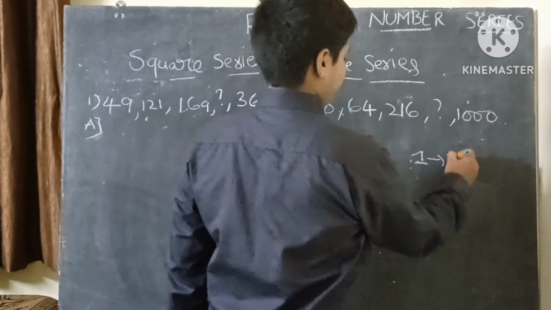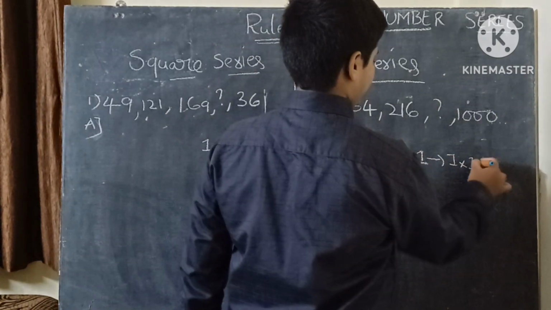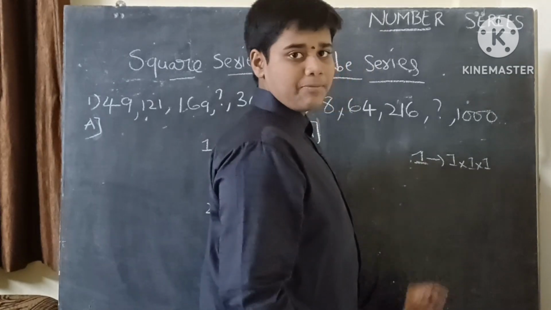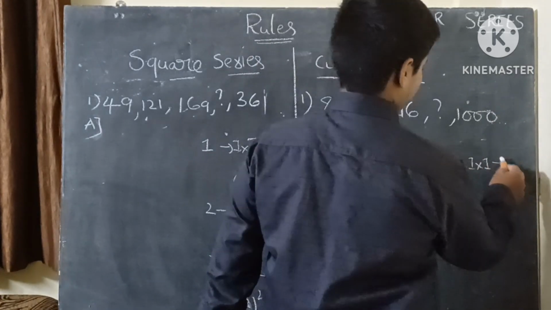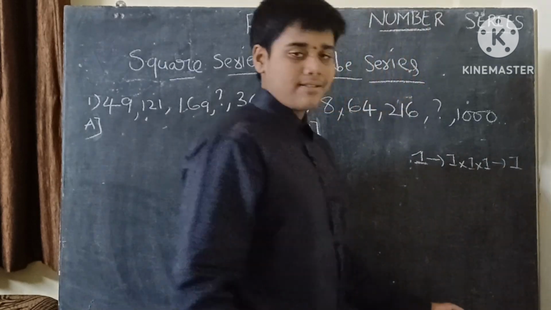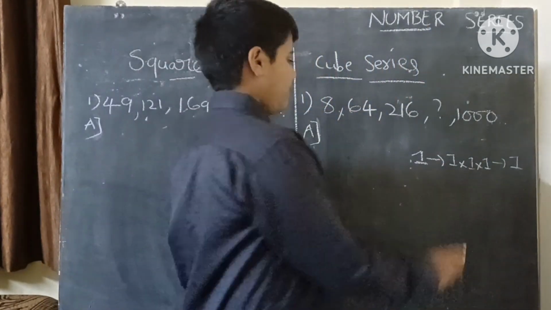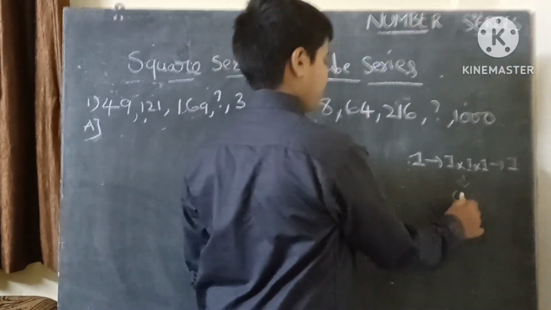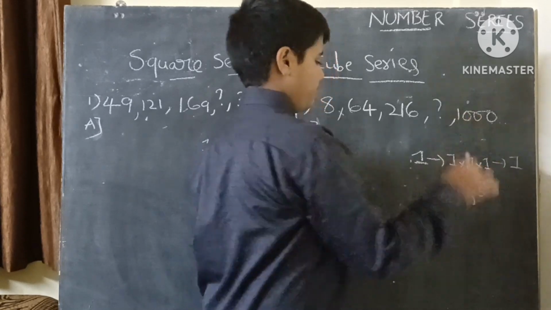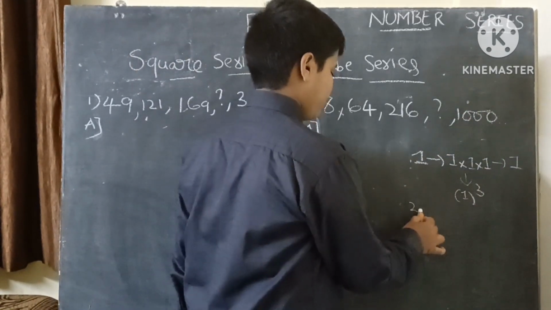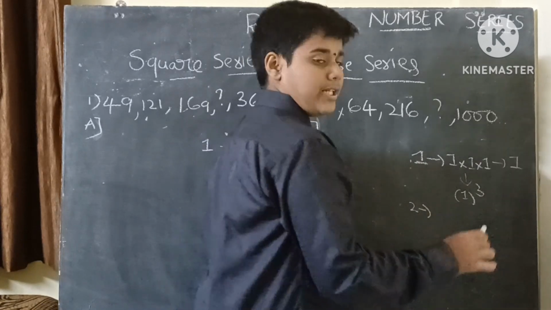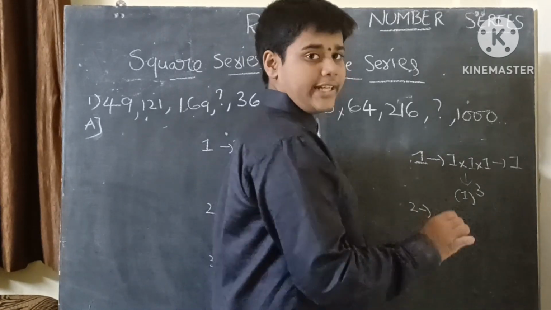So if I take 1, 1 means 1 into 1 into 1. 3 times we have to multiply. So 1 into 1 into 1 means 1. The final resultant is 1. So here 1 into 1 into 1 is written as 1 whole cube. 1 whole cube.